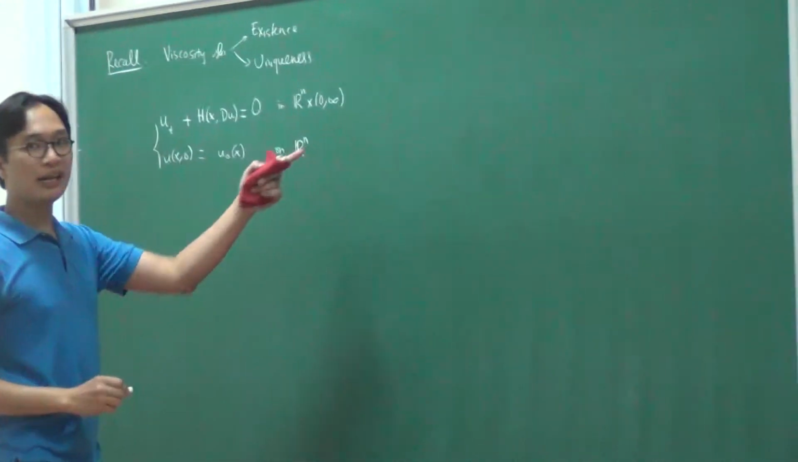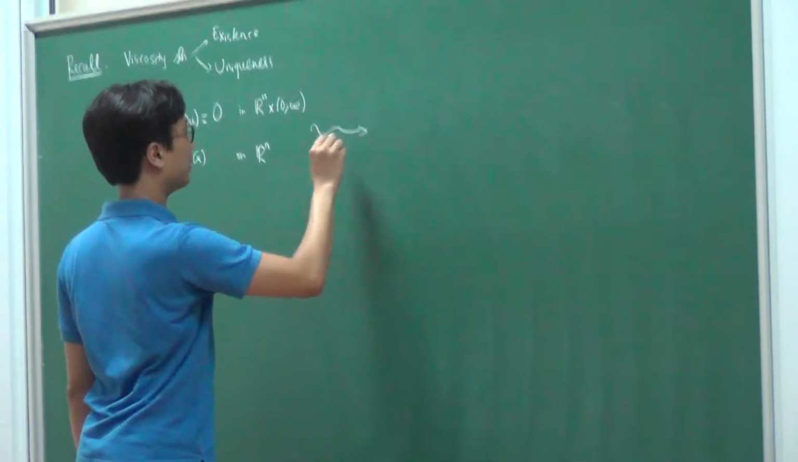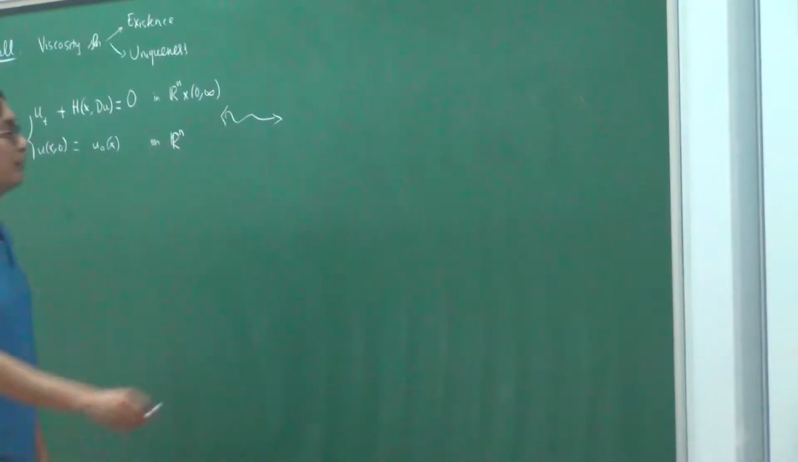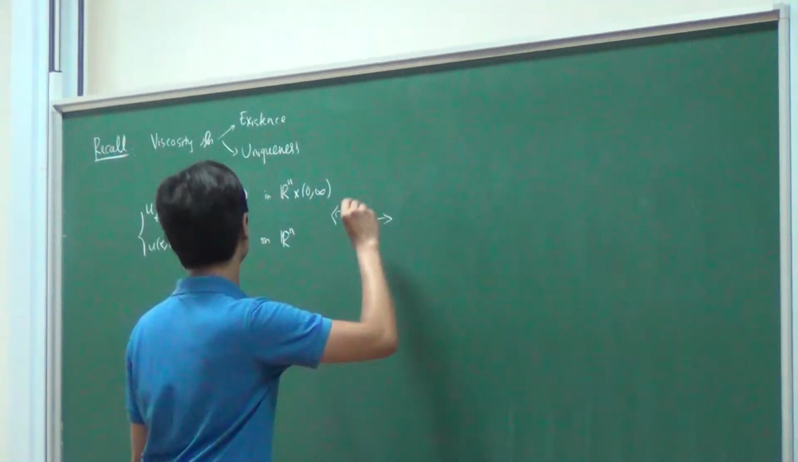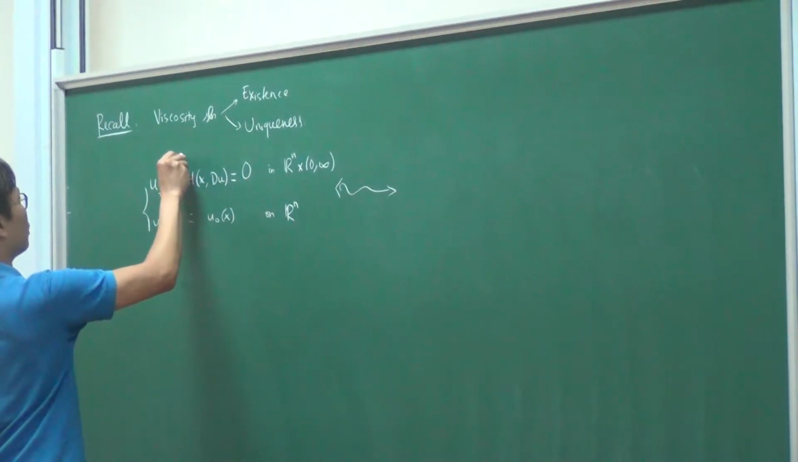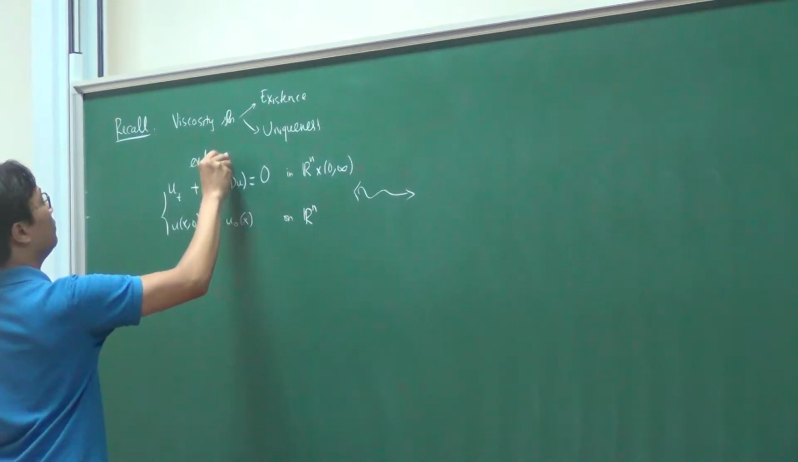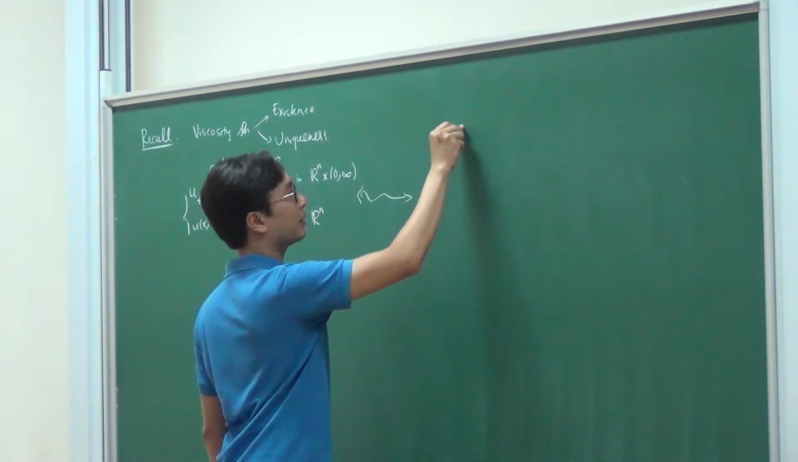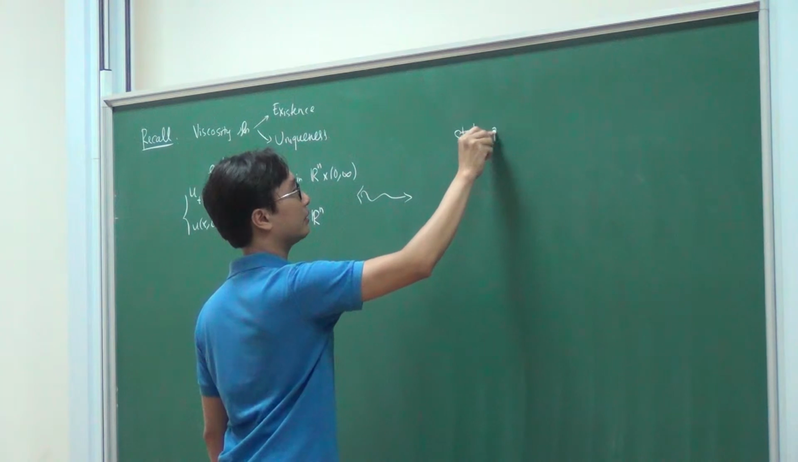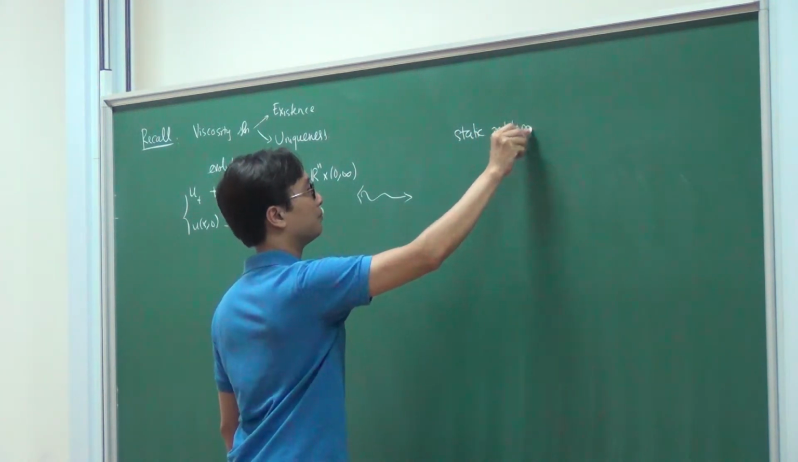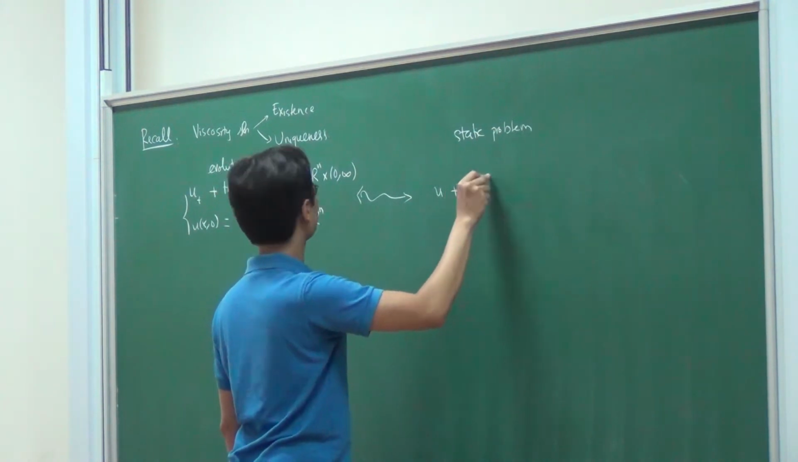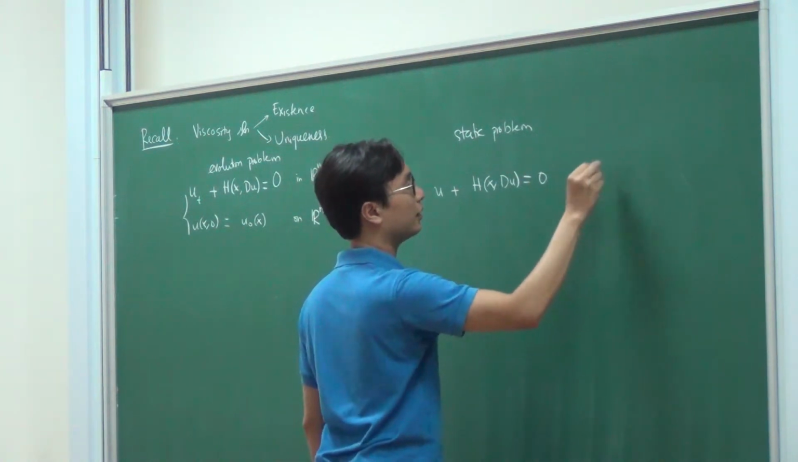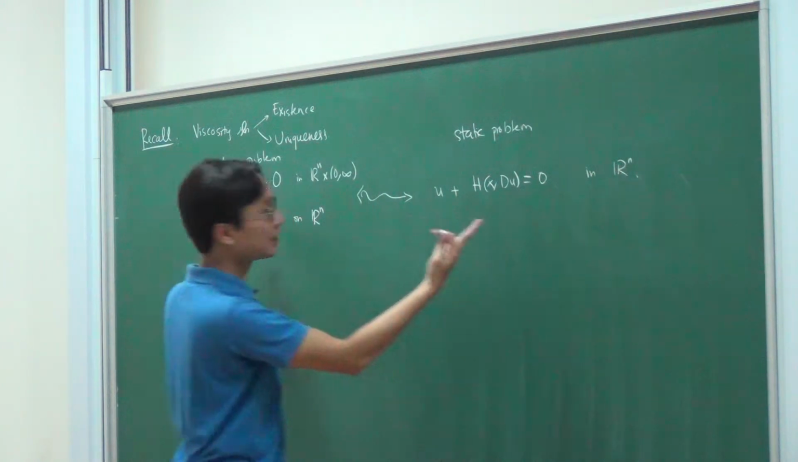It has the same kind of rho and stuff like that. The theory for this problem is the same as the theory for this problem. This is an evolution problem. It's the same as this static problem without any time term: u plus H of x, Du equal to 0 in R^n. Okay, the two problems have the same theories in them.